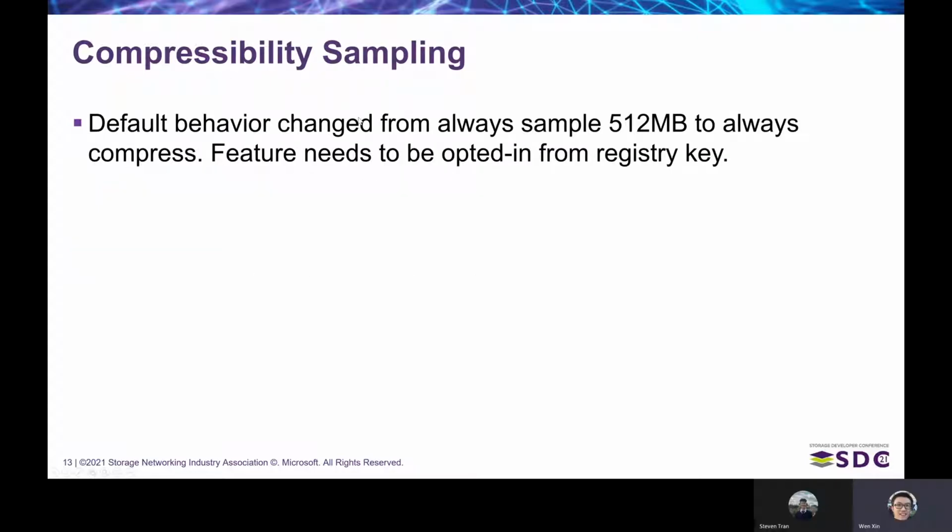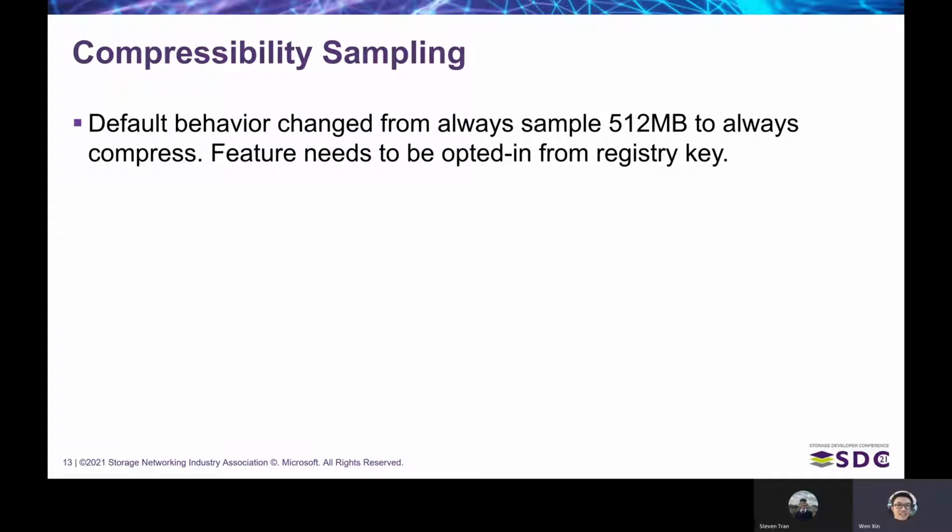So there's also some changes in compressibility sampling. The old default behavior is that we always sample 512 megabytes and then ensure a certain portion of that was saved from the wire before we call that particular FCB compressible. So sampling is per file control block, FCB.